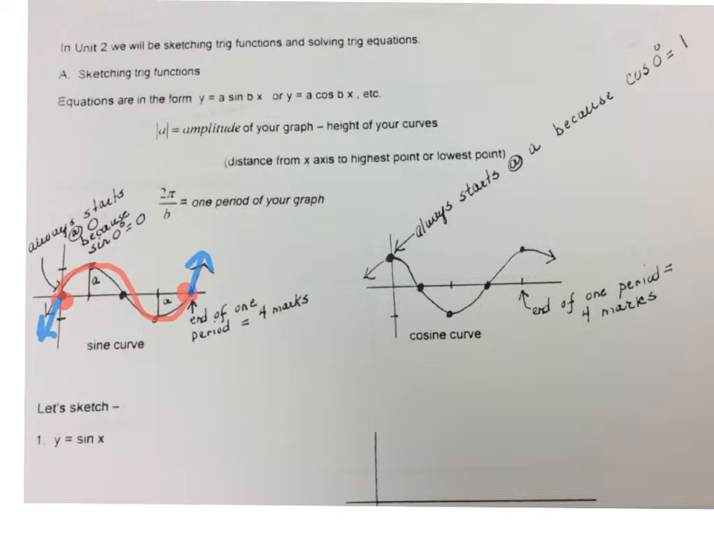Same thing with the cosine curve. Cosine curve, one period will be here until the graph begins to repeat itself. And you definitely can continue with your arrowheads, and the graph will continue to oscillate. But that is your cosine curve and your sine curve.